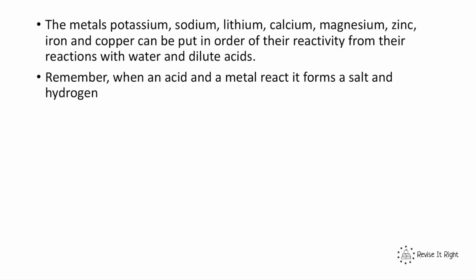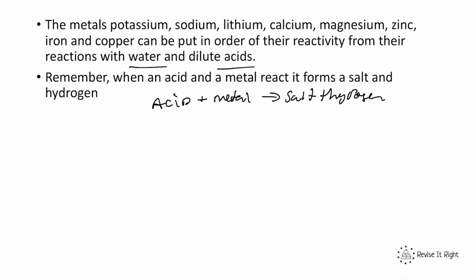So the metals potassium, sodium, lithium, calcium, magnesium, zinc, iron and copper can be put in order of their activity from their reactions with water and dilute acids. So, for example, if you didn't know the reactivity series, you could determine the reactivity series based on how they react with water and how they react with acids. Remember, first of all, that when an acid and a metal react, it forms a salt. So an acid plus a metal forms salt and hydrogen. And you'll remember this from our acids lesson.